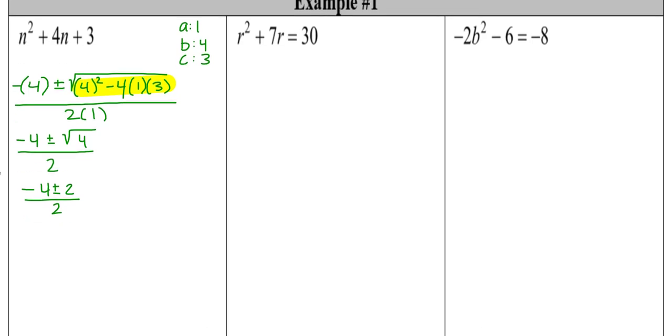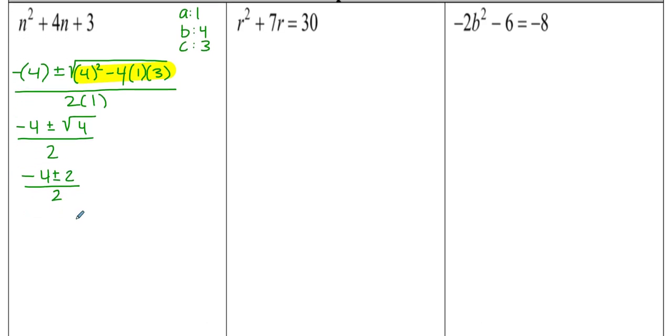Now, since we have a plus or minus here, this is where we want to do what we did in that previous section, where we write two different expressions. That way we can simplify both of them, because we're actually going to have two solutions here. So the first one is going to be negative 4 plus 2 all over 2, and the second one is going to be negative 4 minus 2. Make sure that you get both, and then let's go ahead and simplify this.